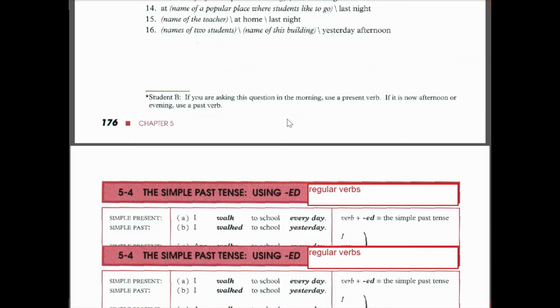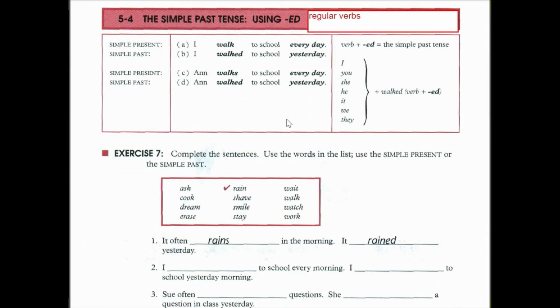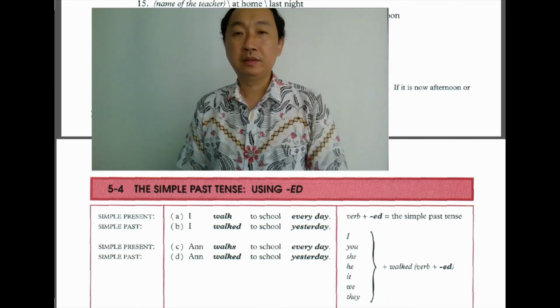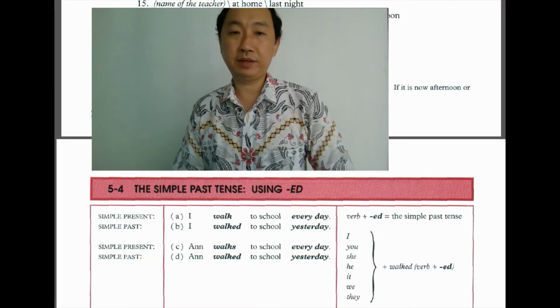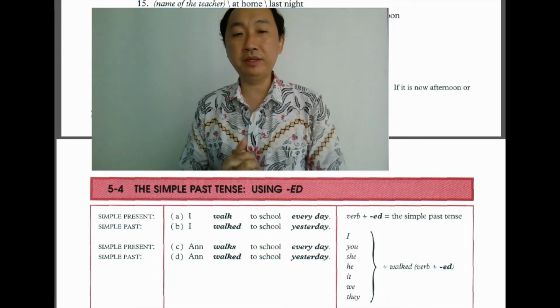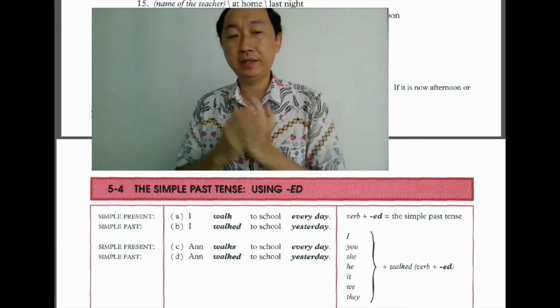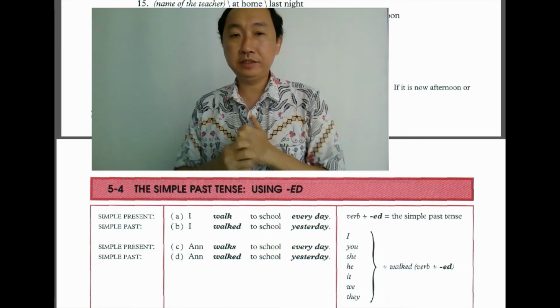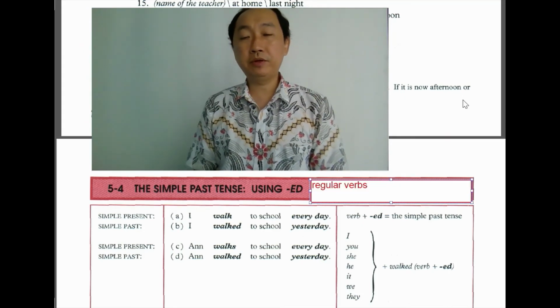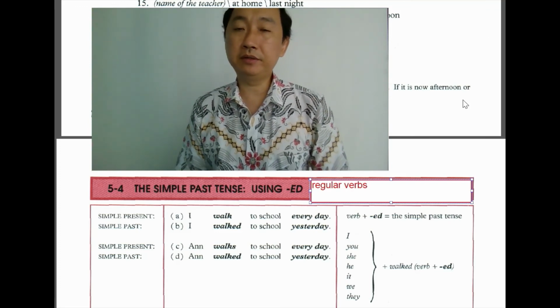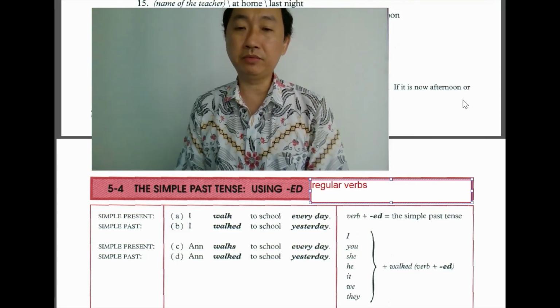And then we are coming to the simple past tense, using the past simple verb. So we are not talking about to be right now, but the past simple verb. And this is what we call regular verbs, or in Bahasa Indonesia, it's called kata kerja beraturan.